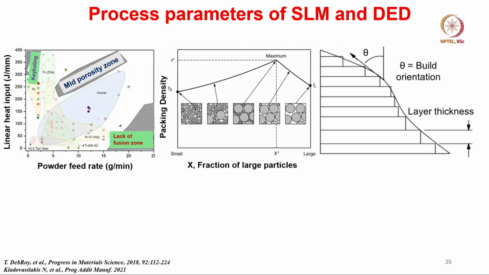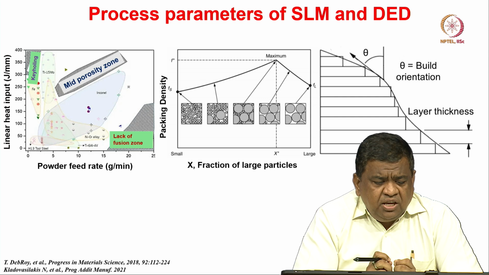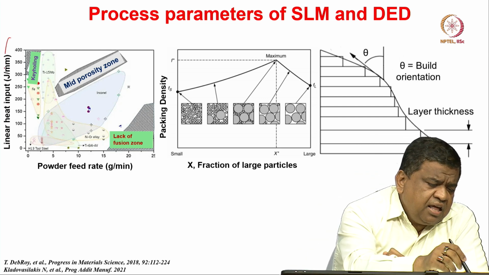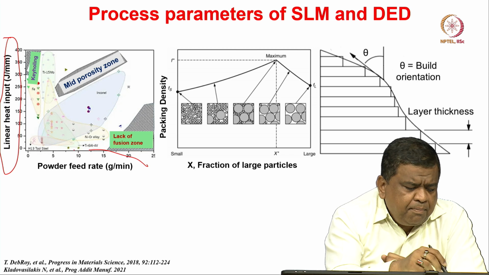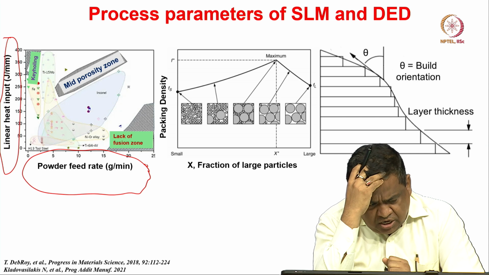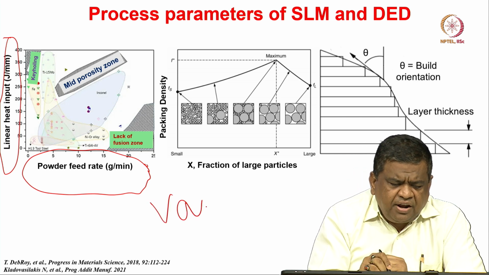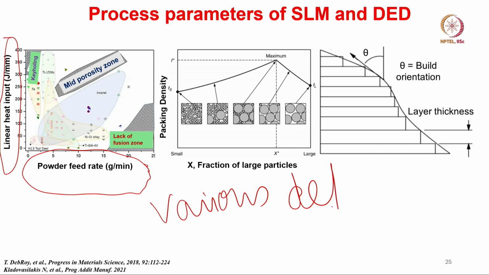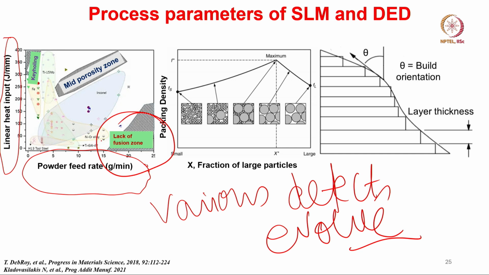In laser based powder bed fusion processes, one of the things that one has to clearly understand is that there is something called linear heat input and powder feed rate. Depending on the combination of the linear heat input and powder feed rate, various defects evolve, and these defects are indicated here. This is the lack of fusion zone, this is the mid porosity zone and the keyholing zone. Any time in any material these defects evolve, they will compromise the mechanical properties, whether strength properties, hardness properties and so on.